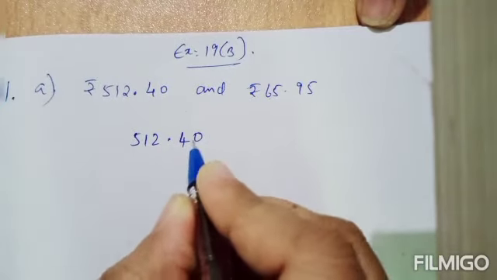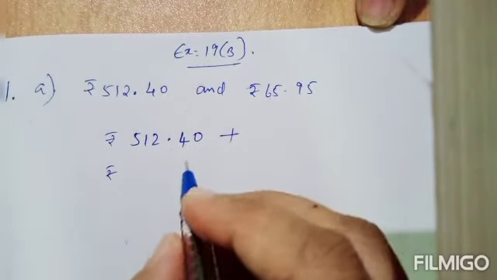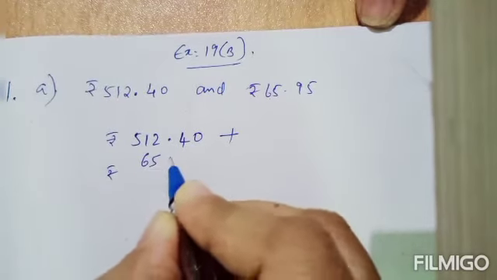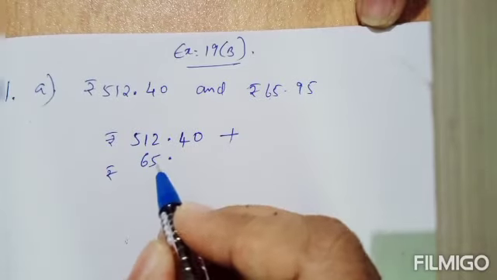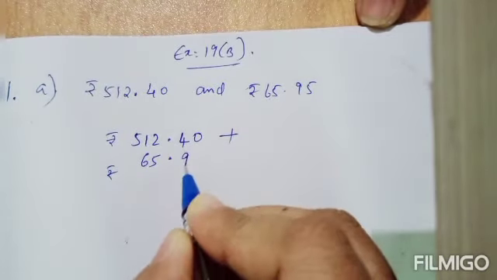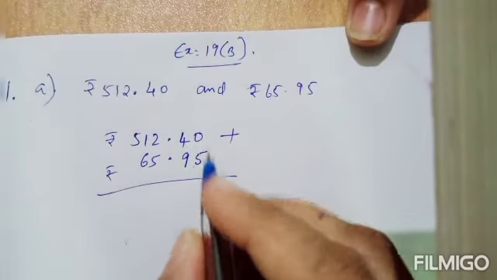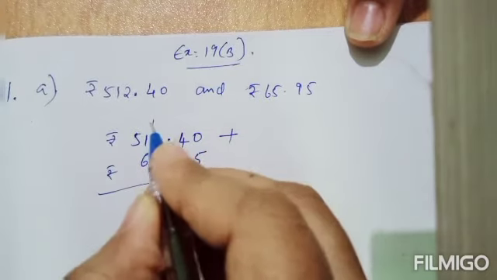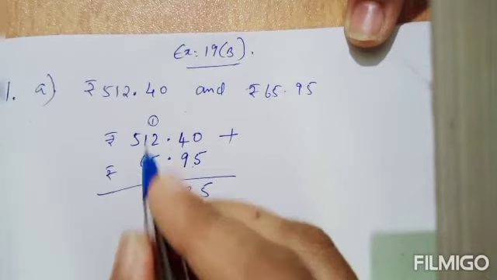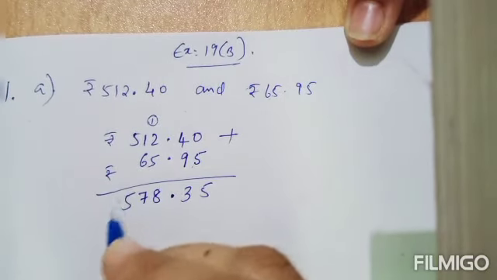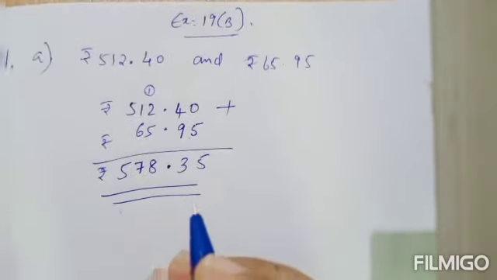Okay, so 512.40 plus rupees 65.95. So this 65 you have to write like this. Ones place digit should come under same column. Tens place digit should come under same column. Okay, now paise part you can write 95. Okay, now adding, what you will get? 5 plus 0, 5, 9 plus 4, 13. Carry over 1. Decimal point is coming here. 5 plus 2, 7 plus 1, 8. 6 plus 1, 7, 5. So rupees 578.35.